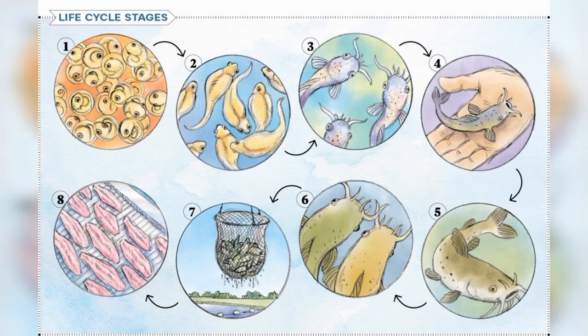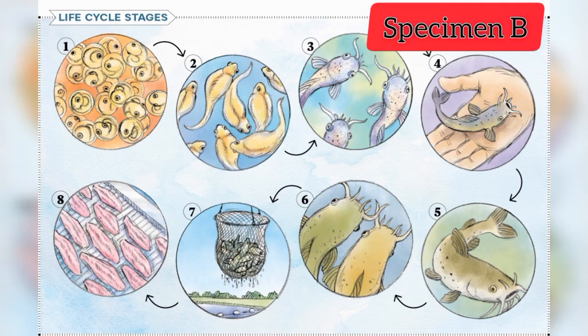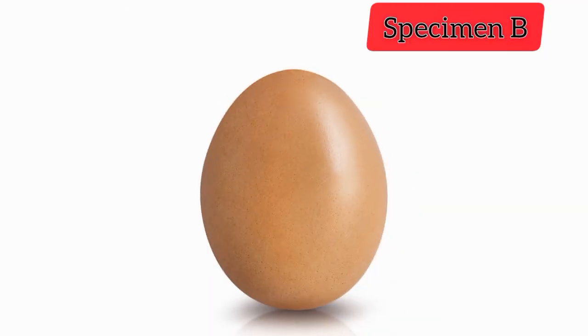So let's move to the next specimen. We have the egg of a fowl. The egg of a fowl. Now, the fowl egg is common. We can get that everywhere. I think we are familiar with that.